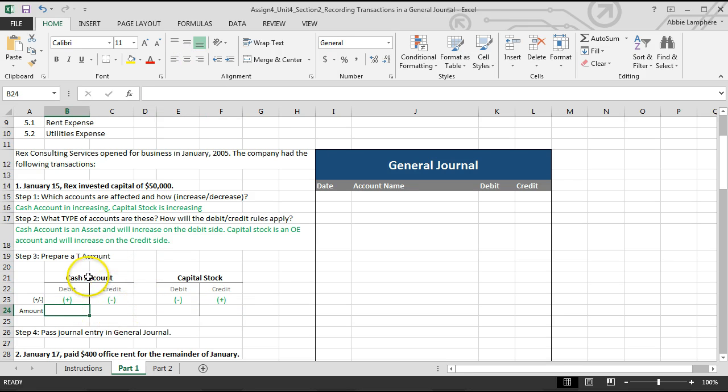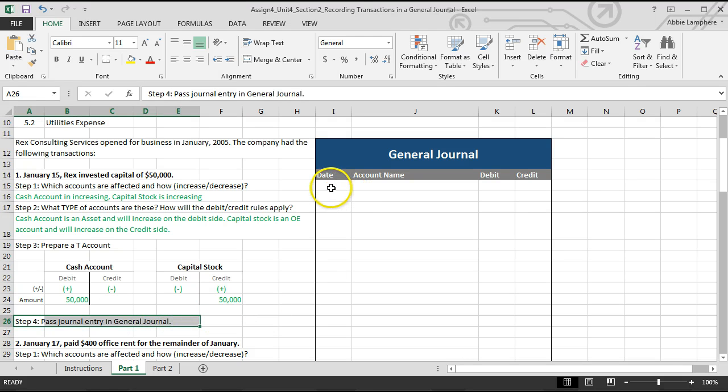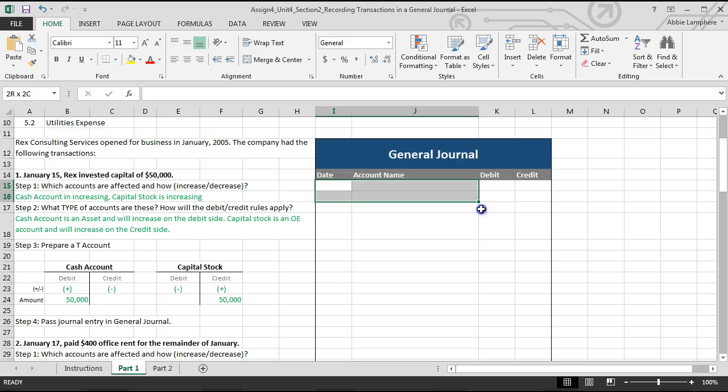And then for the amount, so we said cash is going to increase as a debit in the amount of $50,000. Capital stock is going to increase as a credit in the amount of $50,000. Last step is to pass the journal entry. So now I go over here to my journal and I complete the journal entry.